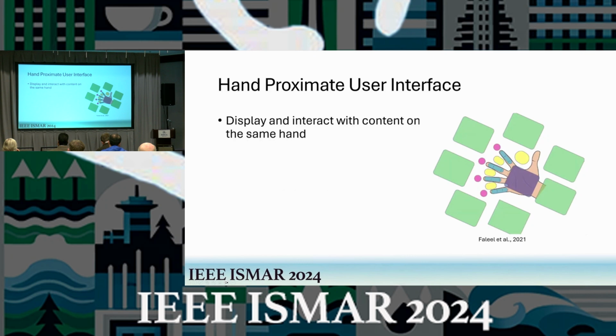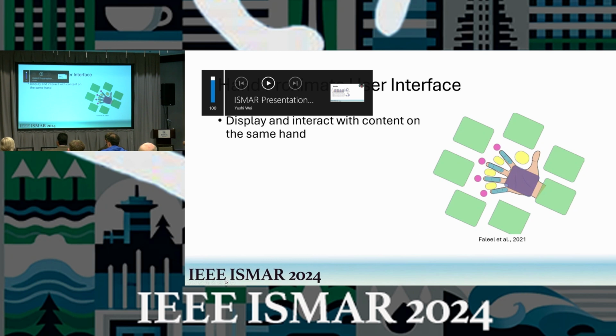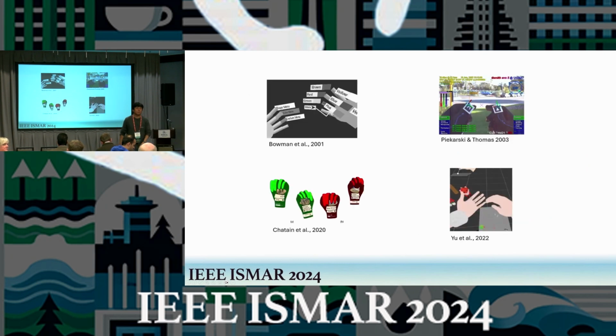This work focuses on hand proximate user interfaces. These are interfaces where content is displayed on and around the hand and use single-handed thumb-to-finger interactions to interact with it. This idea is not exactly new. There are examples from the early 2000s with the two-lip menu and also the hand interactions on the tin myth. And since then, it also has been looked at under the context of micro gestures or thumb-to-finger interactions.